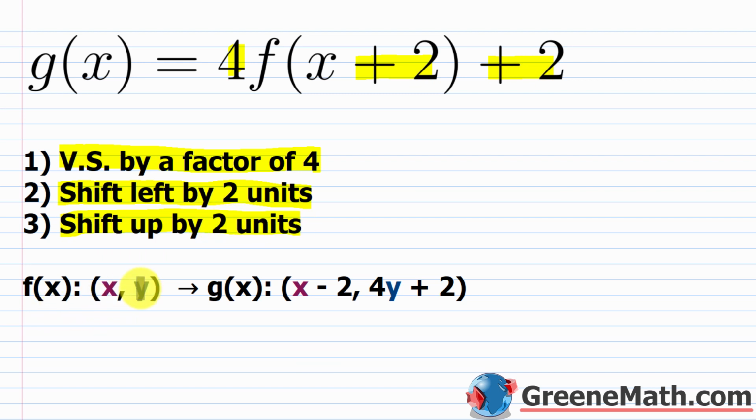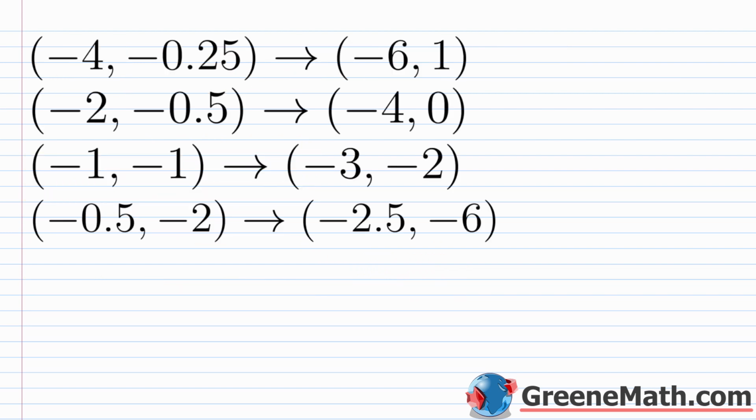So if you have an x comma y on your original f of x equals 1 over x, when you go to g of x, it's going to be x minus 2, again, because we're going to shift left by 2 units, comma, 4y, again, you have a vertical stretch by a factor of 4, so you're multiplying y by 4, and then plus 2 because of the shift up by 2 units. So I'm just going to show you some points.